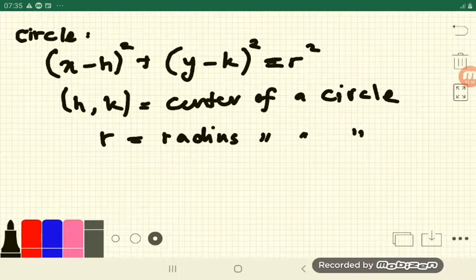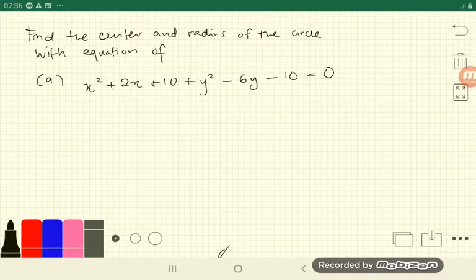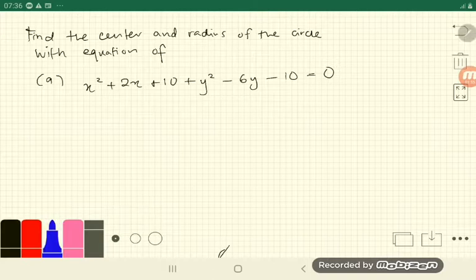Okay, let us see an example of how to deal with the equation of a circle. Let's say we are dealing with this kind of question, where we are looking for the center and radius of the circle. In order to solve this, we are going to change everything into the equation (x minus h) to the power of 2 plus (y minus k) to the power of 2 equals r to the power of 2.